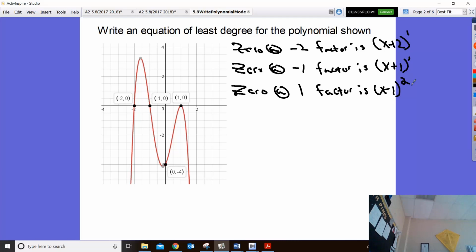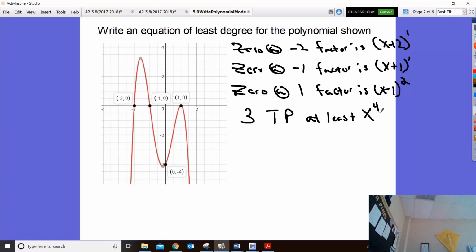Now, before we actually write the equation, let's talk about a couple of things. How many turning points you got? 3. 3 turning points. So we are at least x to the 4th. Right? 4th degree. You also need to take into consideration end behavior. You really, really do.